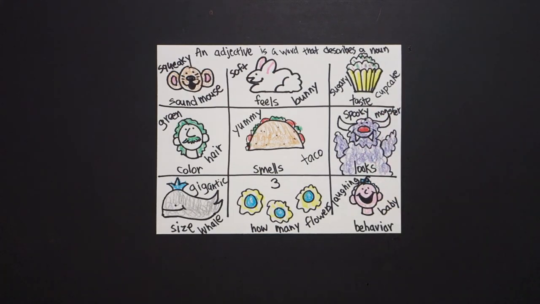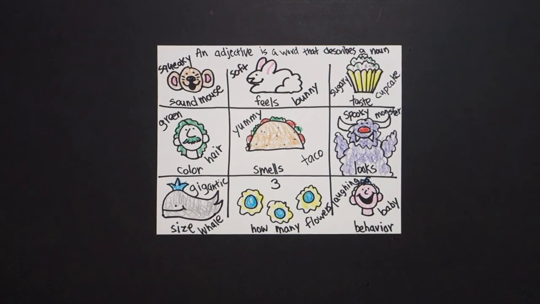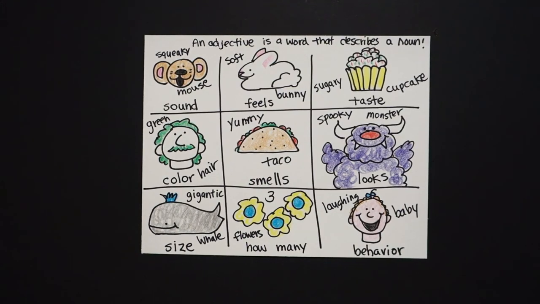Okay. Let me see if that's all. Looks like it's all, but you know how I am. Sometimes I forget. All right. Let's see what this looks like all colored in. Okay. Here is my adjective chart all colored in. It would be fun for you to try and figure out a noun and an adjective that would fill in your own boxes.